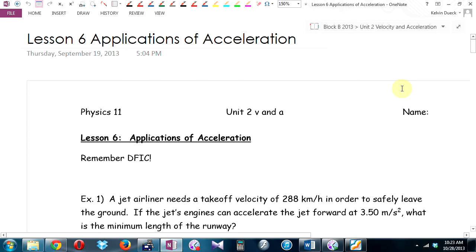All right, Mr. Dueck, you've given us 4 equations, our constant acceleration equations. Where can we apply this? The answer is all over the place, like crazy. Here are 2 basic examples. The first one here, airport design.